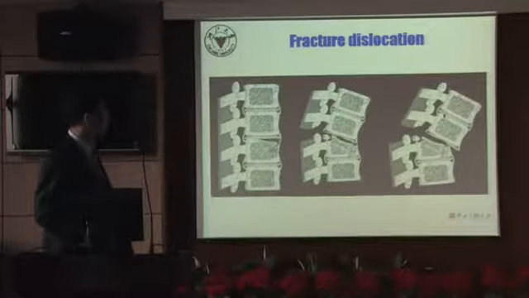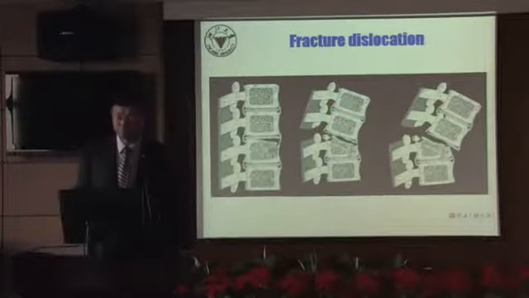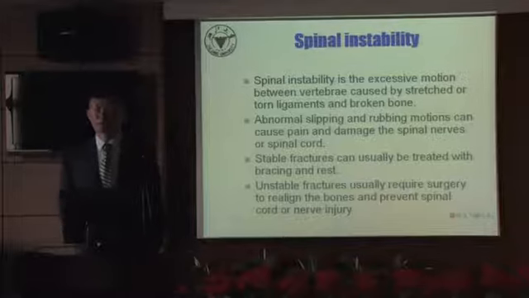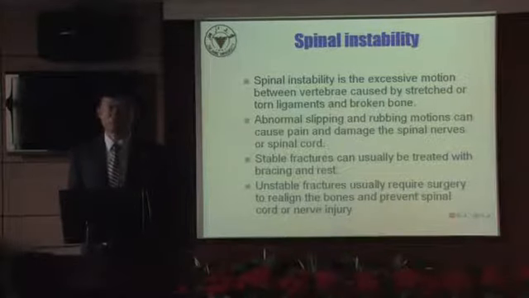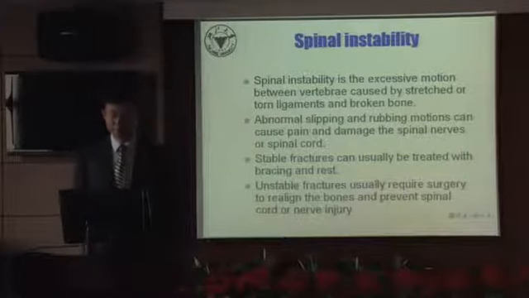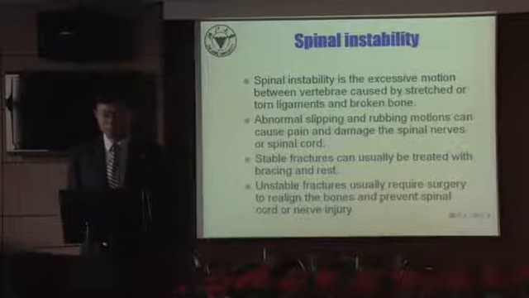Fracture dislocations, dislocations. Spinal instability. Spinal instability is excessive motion between vertebrae caused by stretched or torn ligaments and broken bone. Abnormal sliding and rubbing motion can cause pain and damage to the spinal nerves or spinal cord.